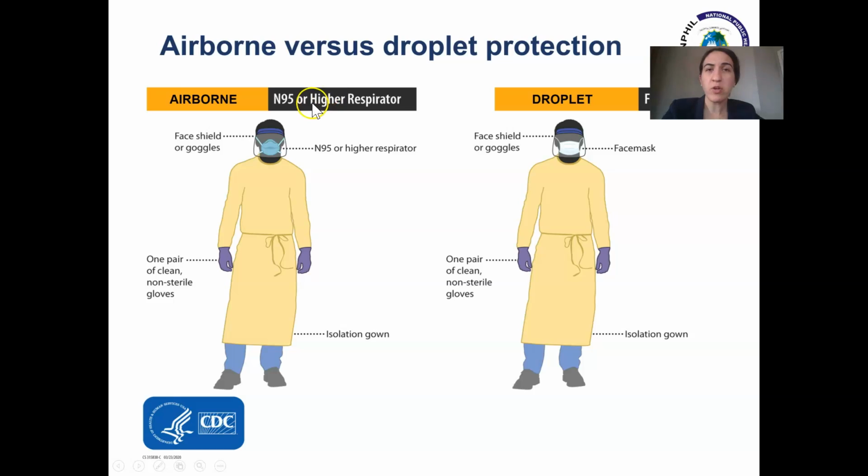Let's take a moment to review the difference between personal protective equipment, or PPE, in airborne and droplet exposures. In airborne protection, respiratory protection is added onto droplet protection by changing the face mask to be an N95 respirator or greater.